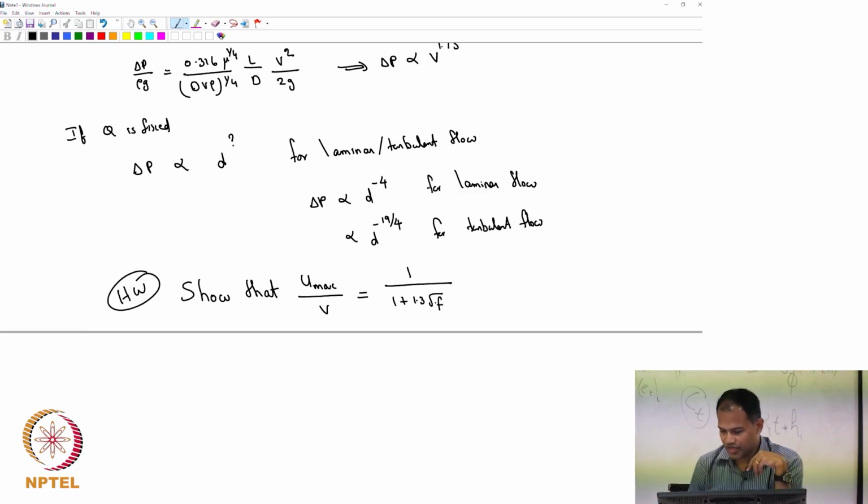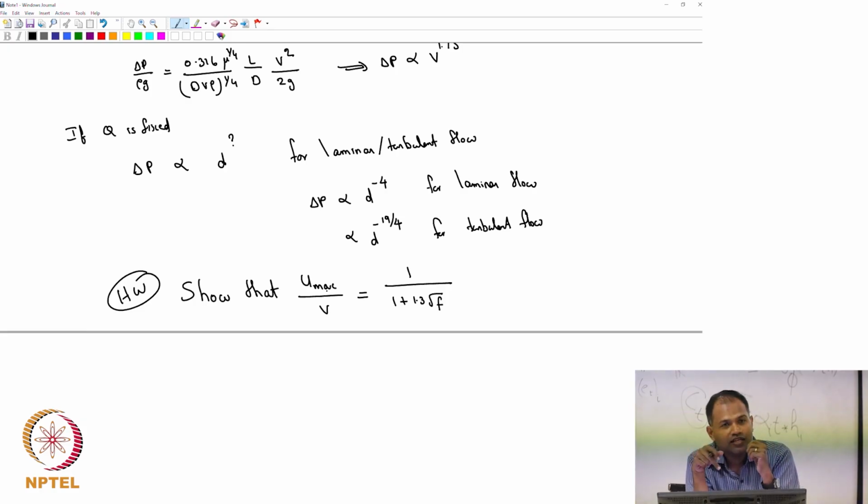I have written down a relation at the end, U max, the maximum velocity divided by the average velocity. What is maximum velocity by average velocity for a laminar flow? We did that, or you did it in one of these quizzes. So show that it's actually this factor for turbulent flow. Just use the expression that you already have and try to manipulate, and you should try to get this relation. Try it. We'll talk more about this tomorrow.